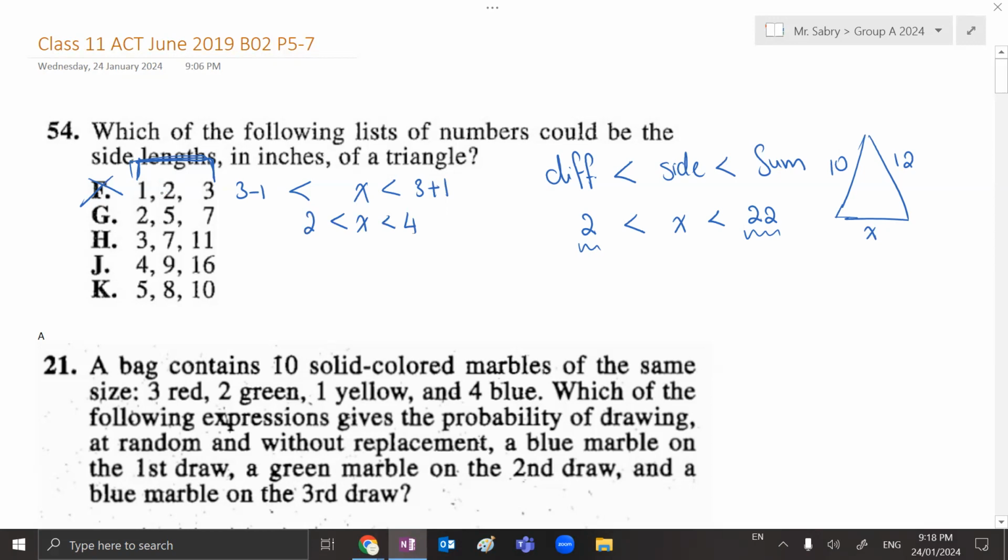But when you check the option they gave me, this middle one is 2, which is equal to this, and it can't be right. It should be bigger than 2 and less than 4. So this means that choice F is an incorrect option.